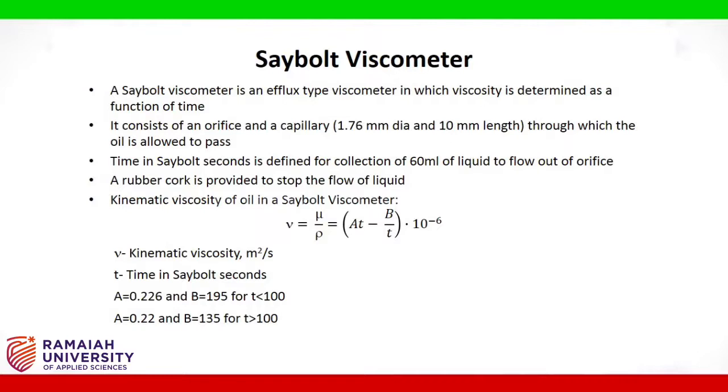To calculate the viscosity using the expression of efflux viscometers, the constants A and B are specified as 0.226 and 195 respectively if the time is less than 100 seconds. If time is more than 100 seconds, A is taken as 0.22 and B as 135.